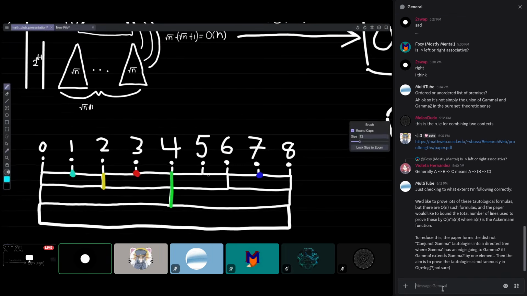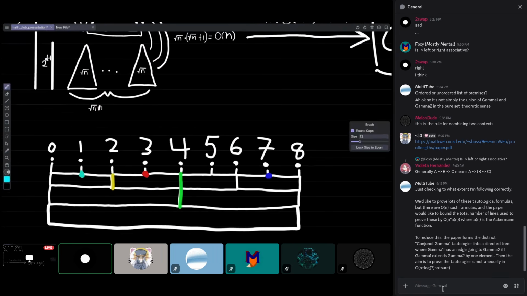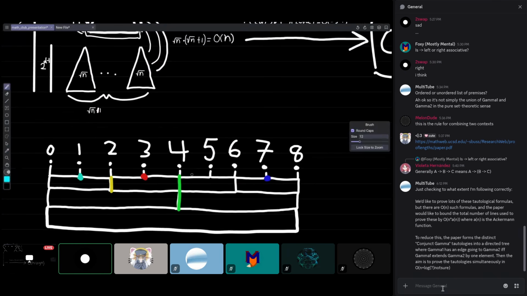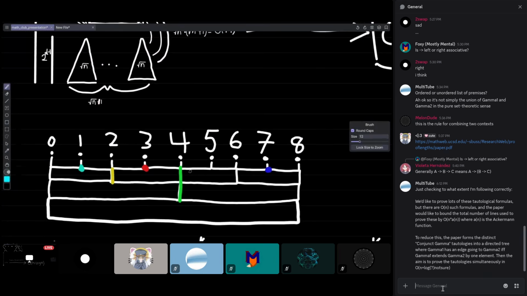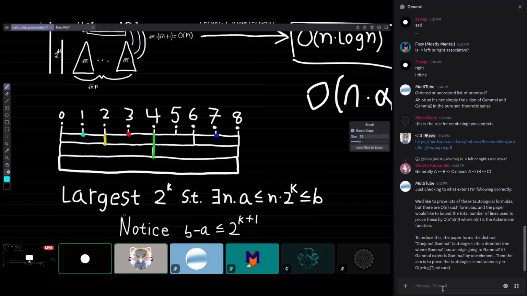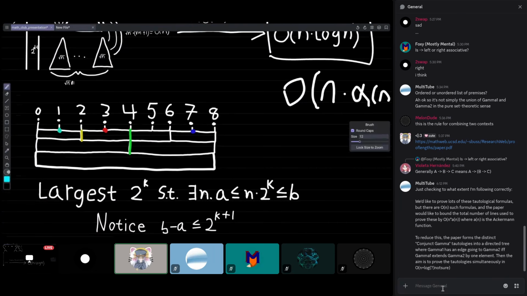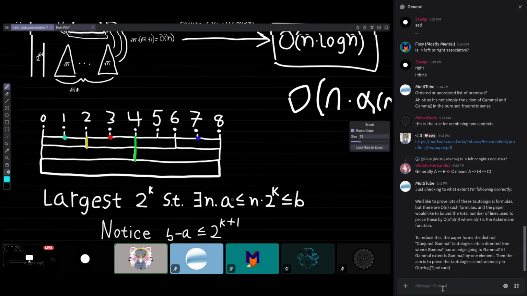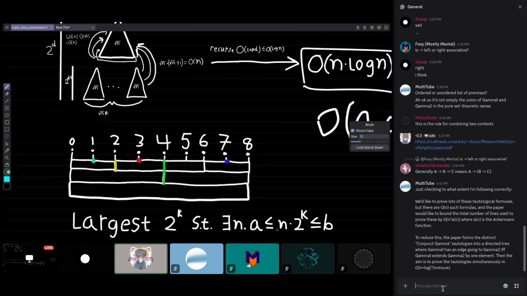Yeah, it looks like there's some binary going on under the hood, where maybe we just find the leftmost bit. Yeah, there you go. So 2 to the k is my suggestion of what the cut is. We want to find the largest 2 to the k such that there is an n where a is less than or equal to n times 2 to the k, which is less than or equal to b.